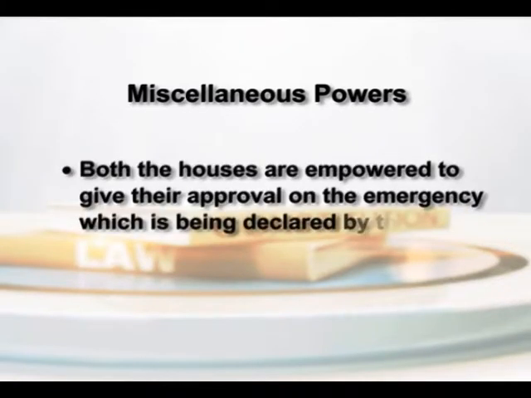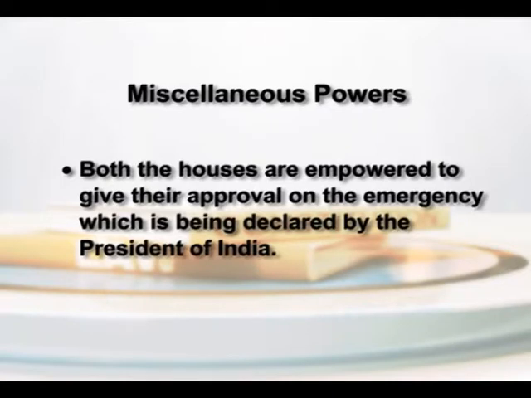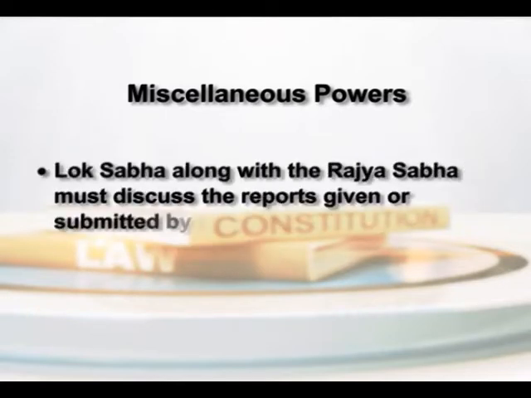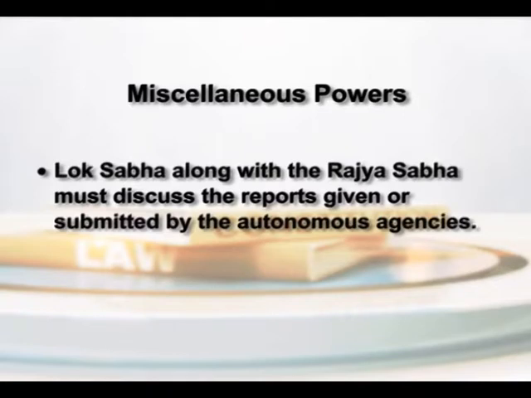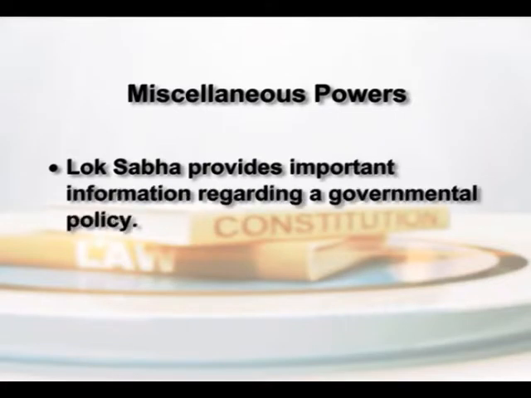Fourthly, both the houses are empowered to give their approval on the emergency which is being declared by the President of India. Fifthly, it has been pointed out that the Lok Sabha along with the Rajya Sabha must discuss the reports given or submitted by the autonomous agencies like Union Public Service Commission, Minority Commission, Language Commission, Finance Commission, and so on. Sixthly, the Lok Sabha also provides important information regarding our governmental policies.